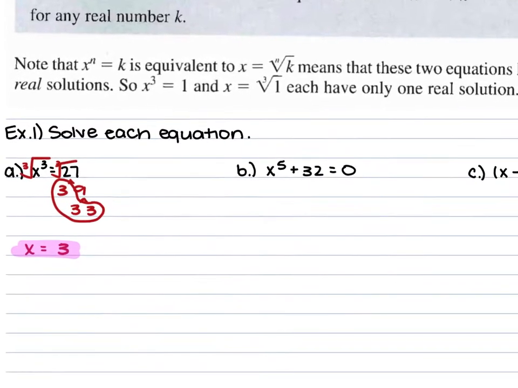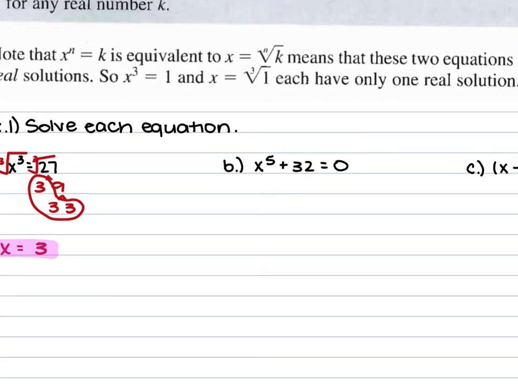For example B, we have x to the fifth power plus 32 is equal to 0. For this one, we're going to subtract the 32 from each side in order to isolate that x to the fifth power. We have x to the fifth power is equal to negative 32. From here, we're going to take the fifth root of each side because our power is 5. That fifth root cancels out our power, so we'll just have x is equal to that negative 32. There is a negative underneath there. Our index is odd. We're okay. Our answer is just going to be negative as well.